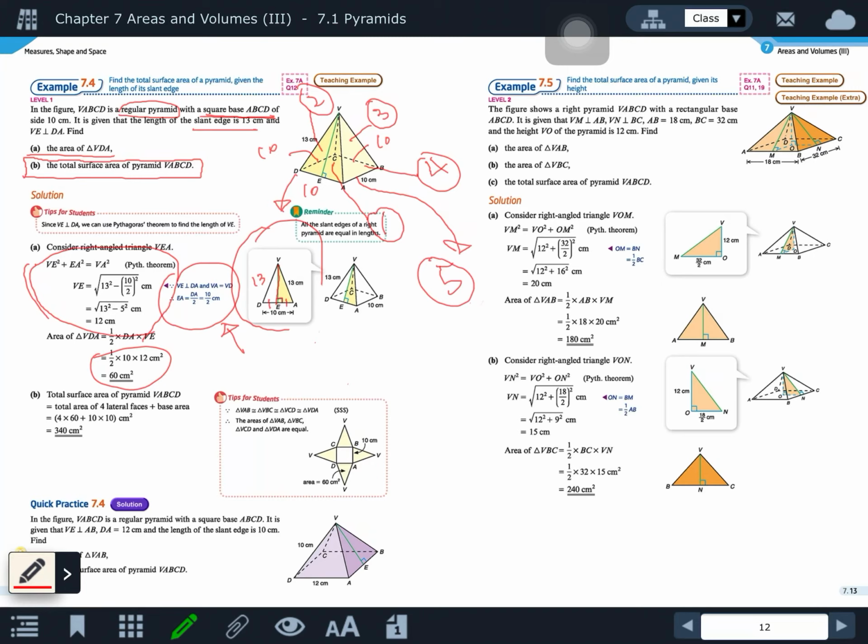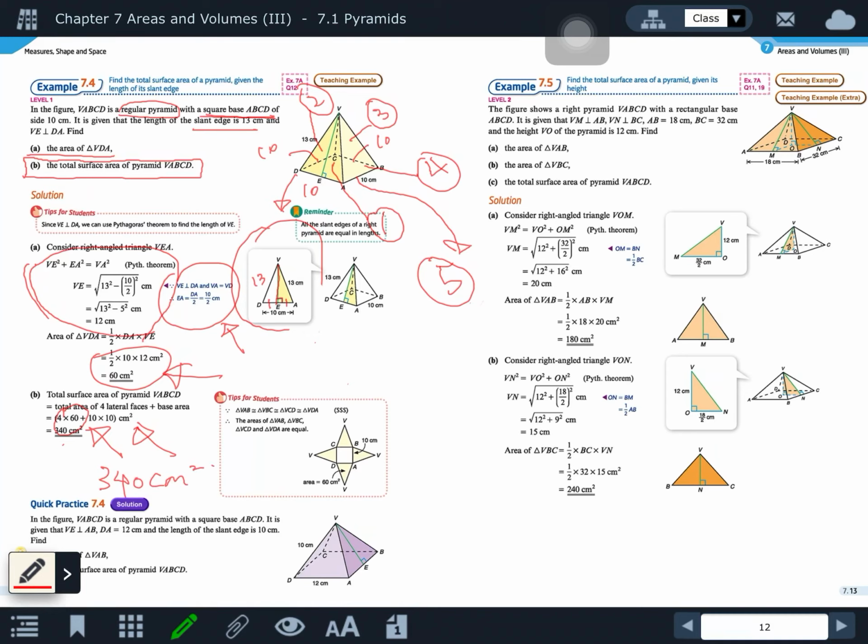First, you can see that the area of the triangle we have already calculated. And all these 4 are the same. So 4 times this 60 is the sum of all these lateral faces. And then the base, which is the square, so 10 times 10 is the area of the base. You add all that together, and you get 340 cm squared.